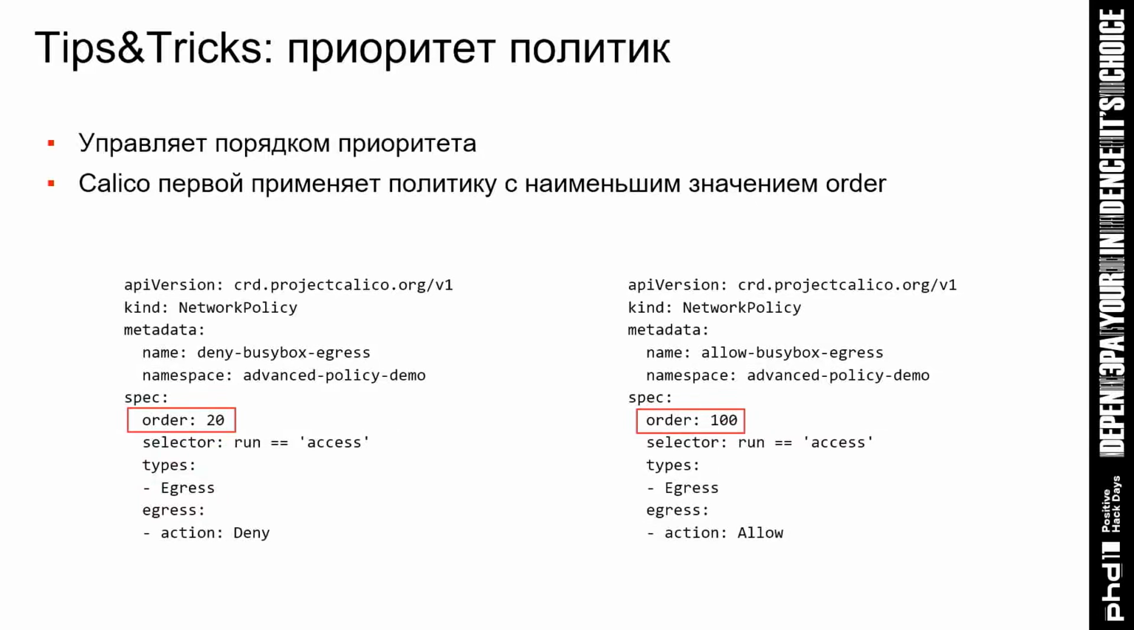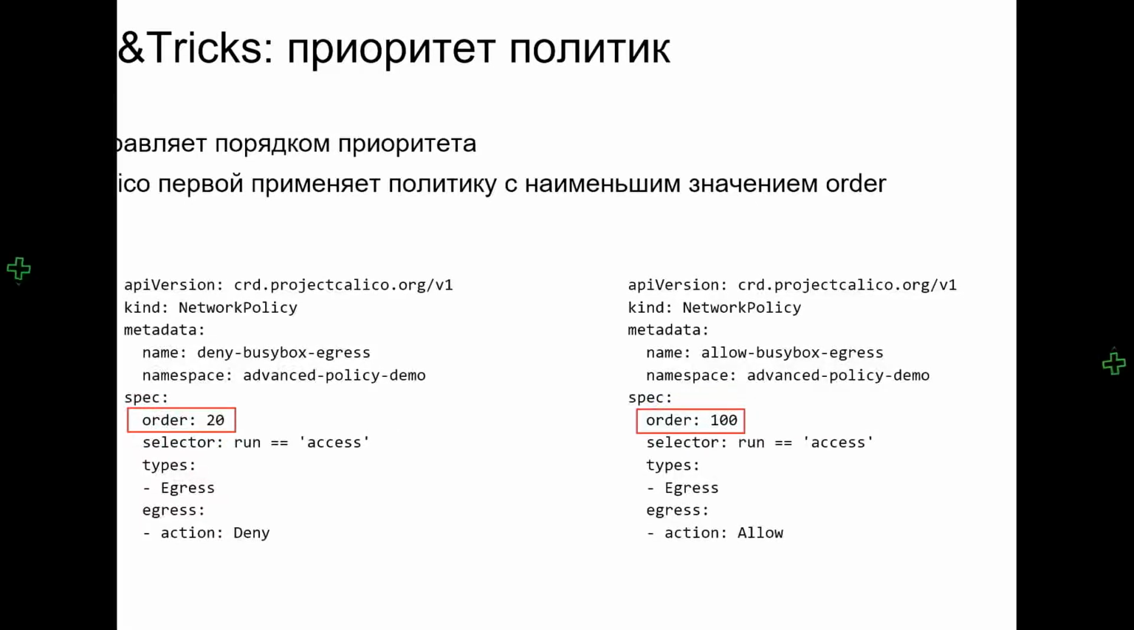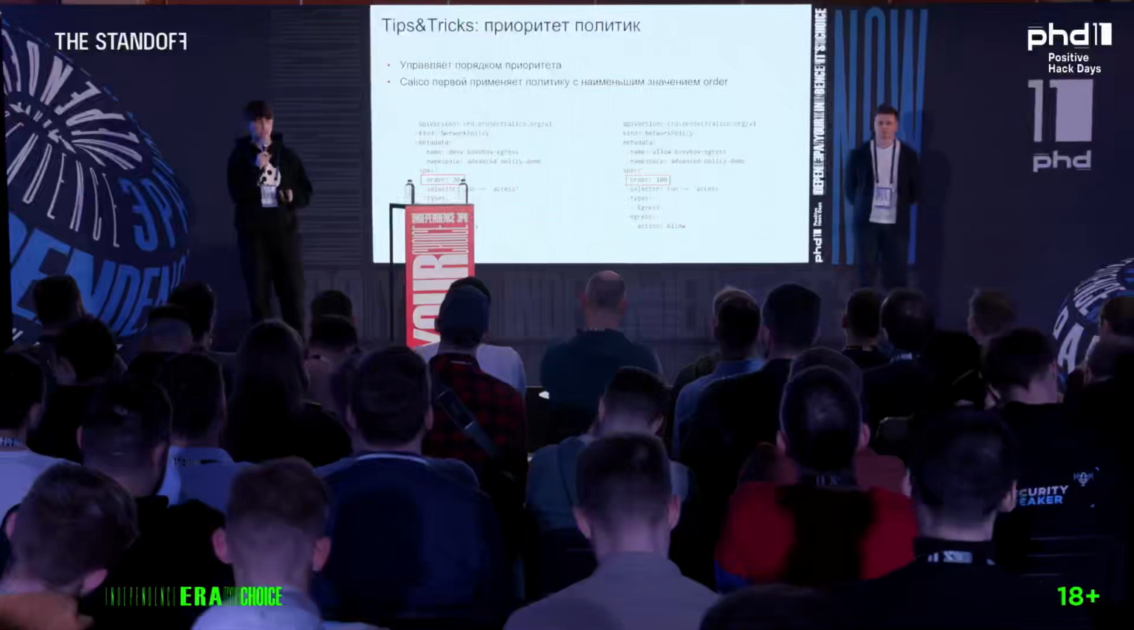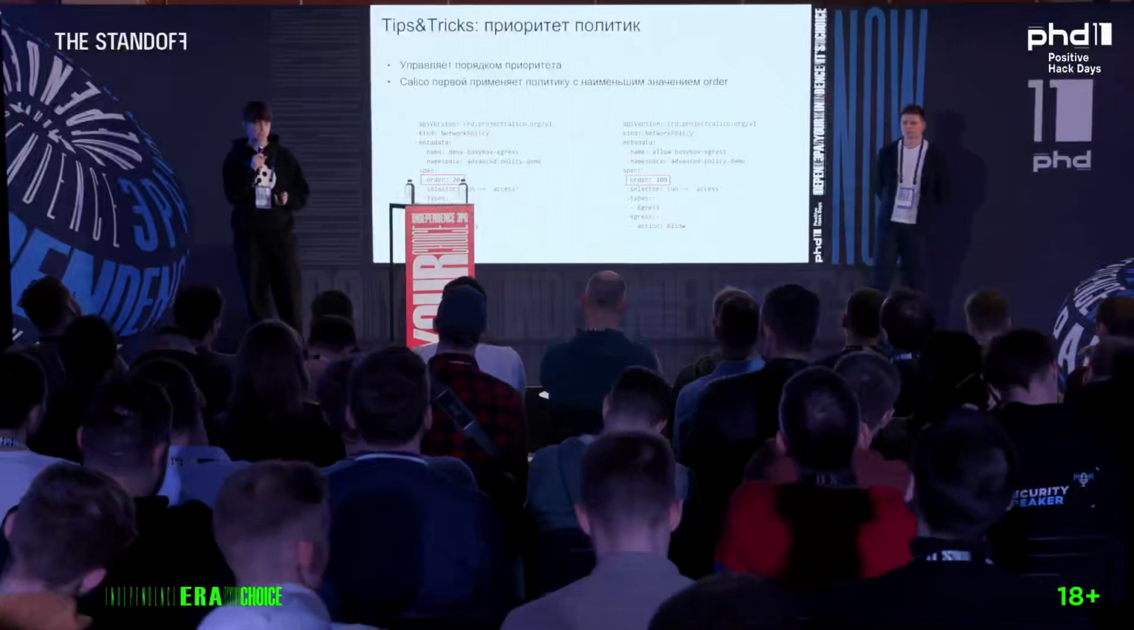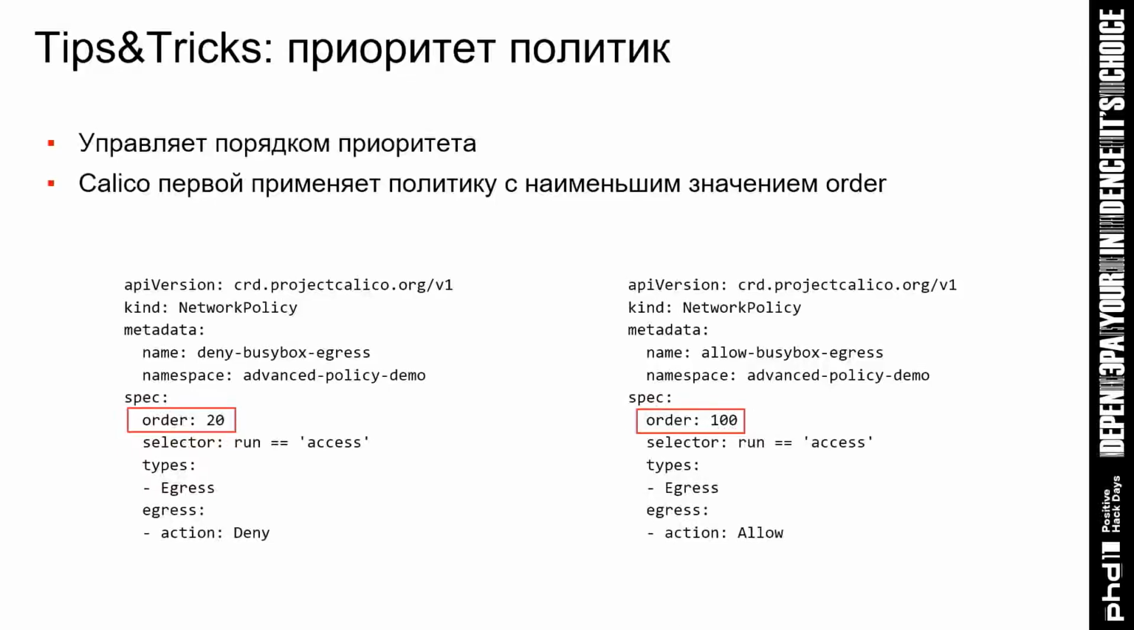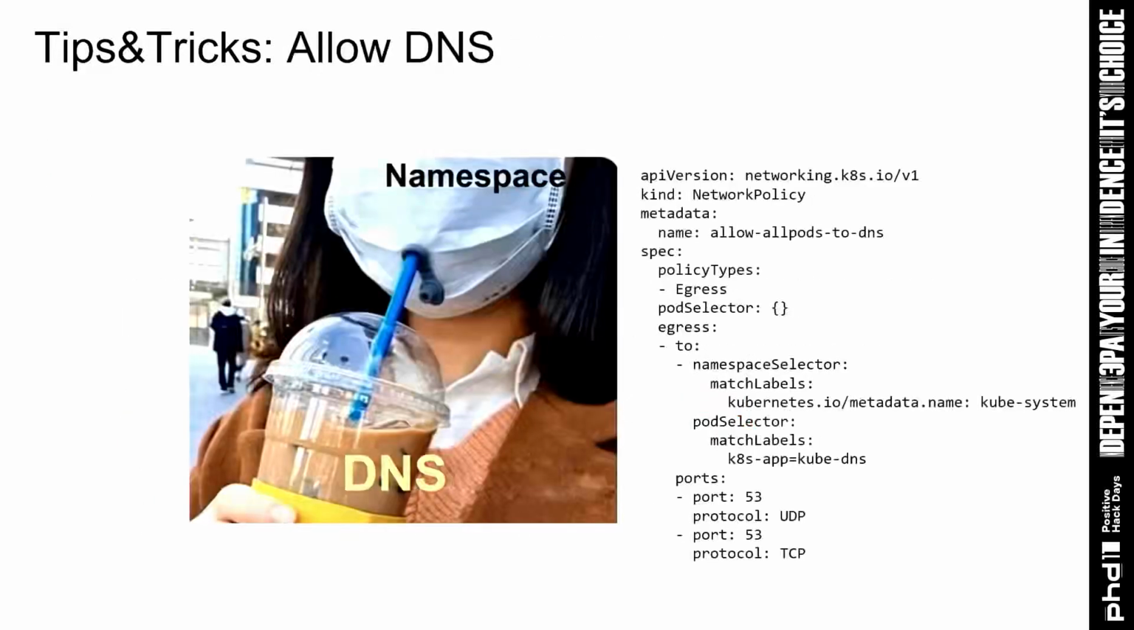By default, if you have several policies on top of a microservice, then Kubernetes will use allow policy. In Calico, you can manage priorities. They have an order field. The smaller the value, the earlier the policy is used, irrespective of whether it's a prohibitive or allowing policy. It's going to go with this order number.